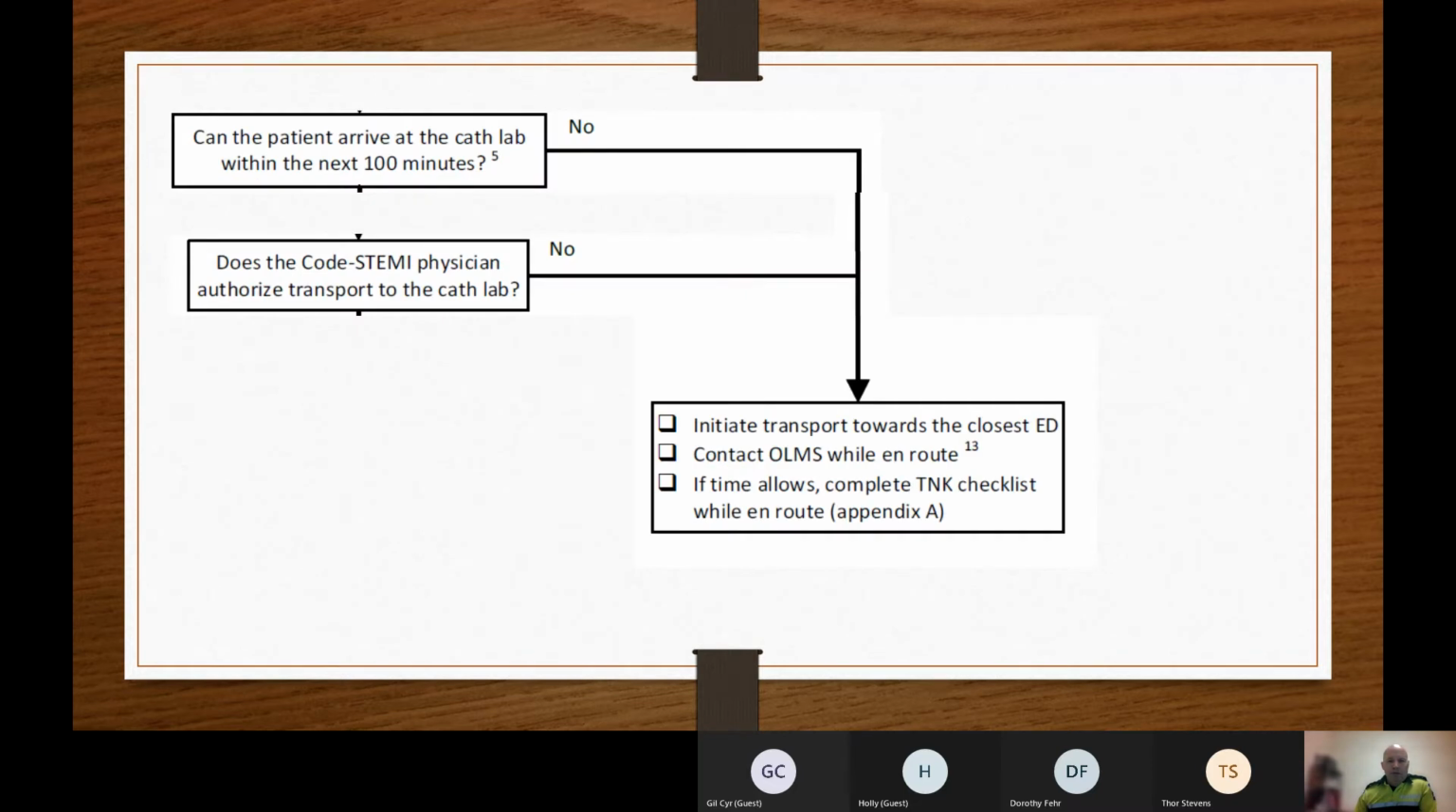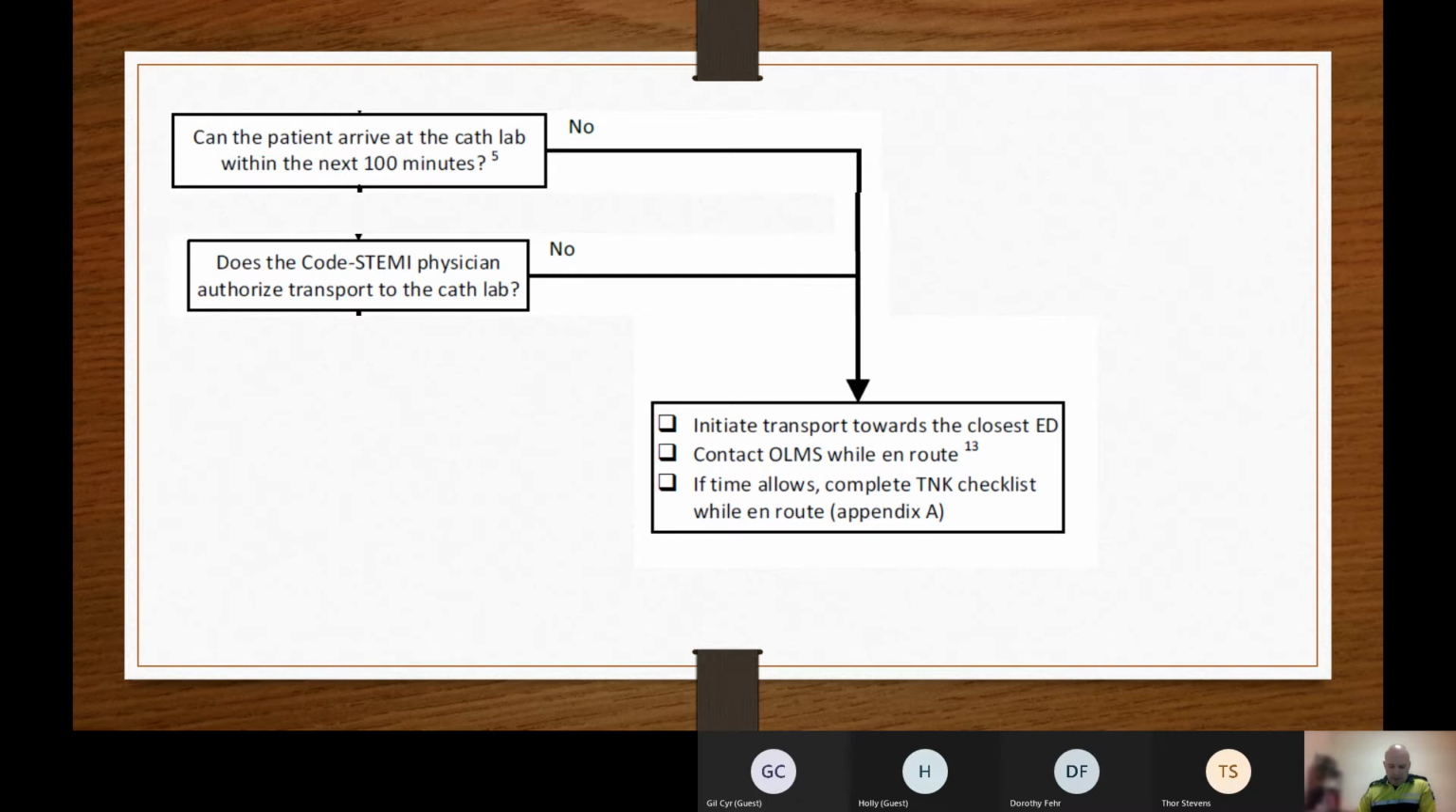So we went through what to do if we get permission to go to the cath lab and the physician gives us orders. We had a couple of boxes as we went down the care map where it says no. Can you arrive at the cath lab in the next 100 minutes? Nope. We've got at least 2 hours to the closest cath lab, so we can't make that. And does the code STEMI physician authorize transportation to the cath lab? What if they say no?